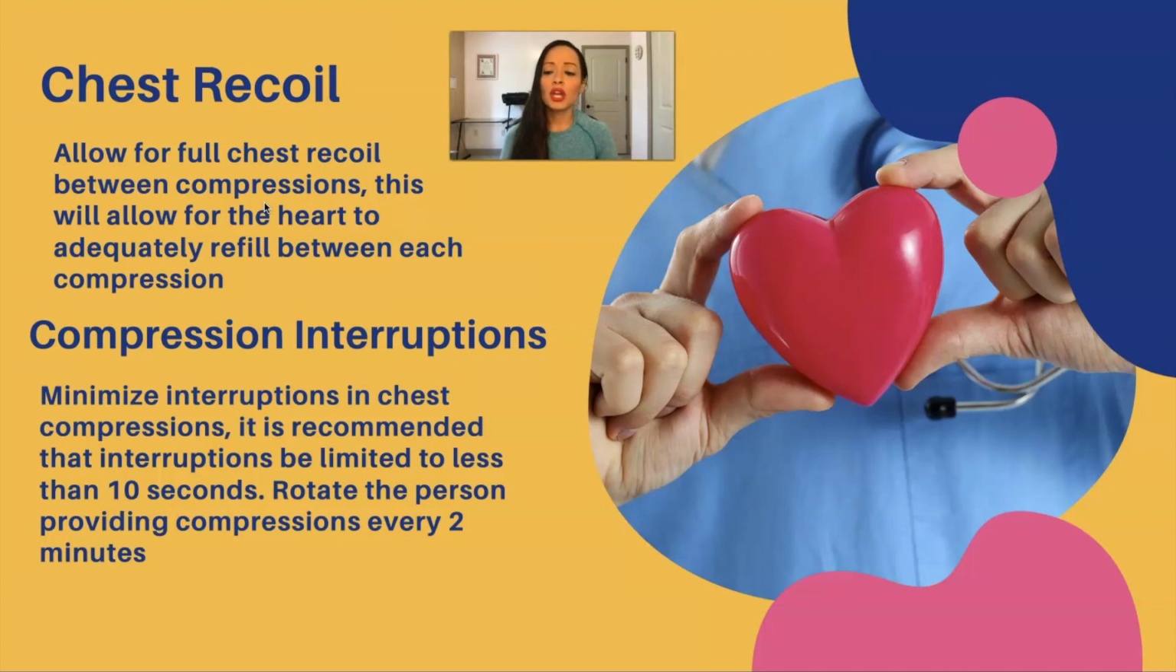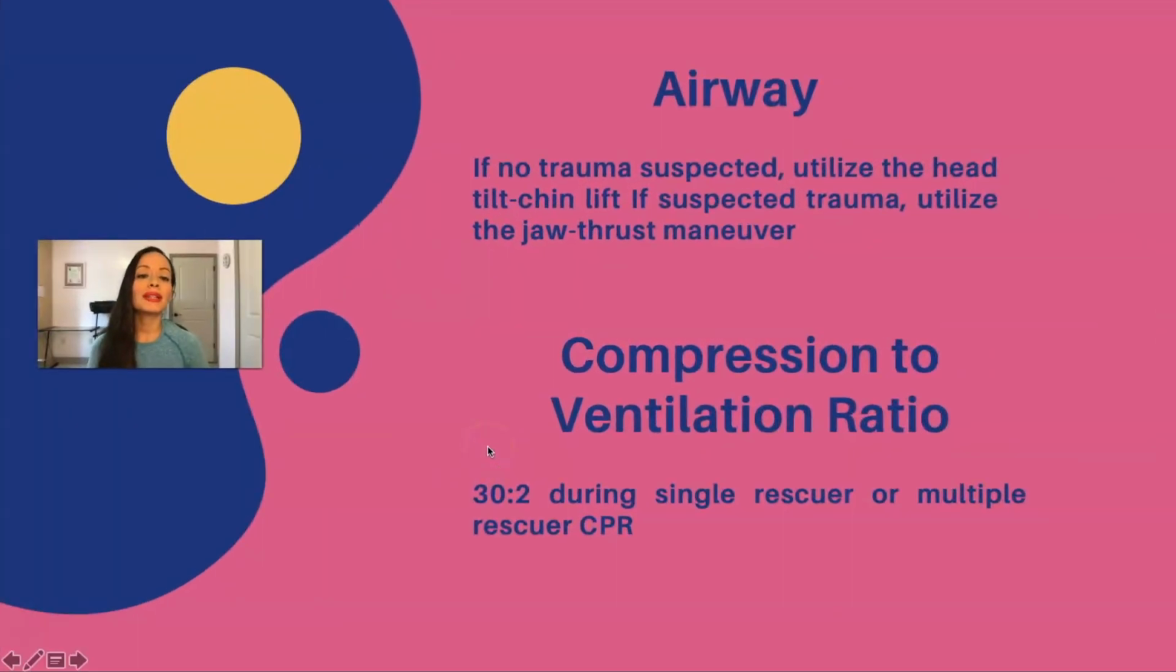Compression interruptions. You want to minimize interruptions in chest compressions. It is recommended that interruptions be limited to less than 10 seconds and rotate the person providing compressions every 2 minutes. If no trauma is suspected, you're going to utilize the head tilt chin lift. If you suspect trauma, you utilize the jaw thrust maneuver where you don't move the spine if there's trauma so that you don't risk injury, and you just thrust the jaw forward while the spine stays in the same direction.